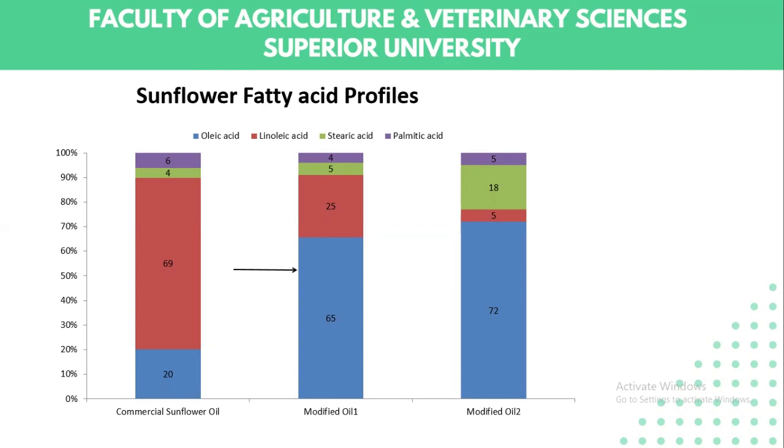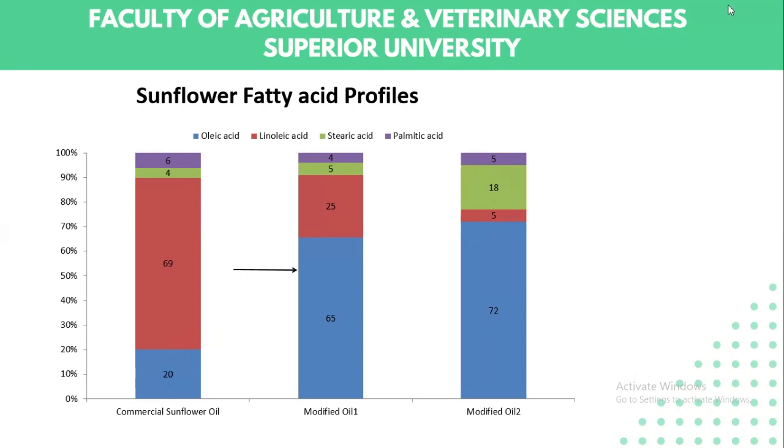There could also be some increase in stearic acid as well. You can develop sunflower lines with high oleic acid as well as a good amount of stearic acid, like 18% or 20%, which is present in palm oil as well.